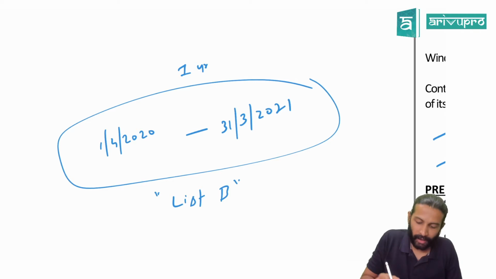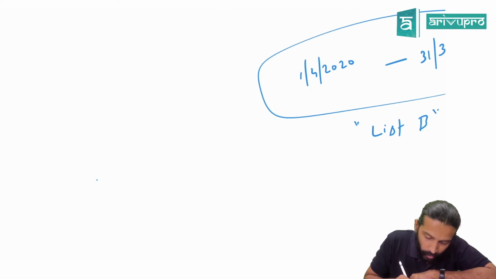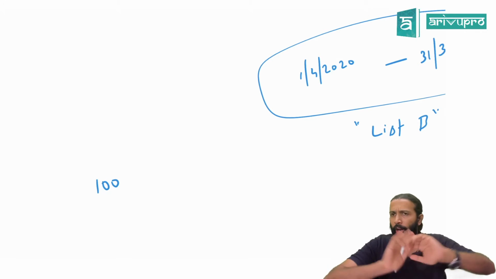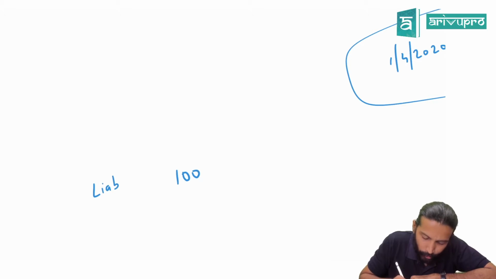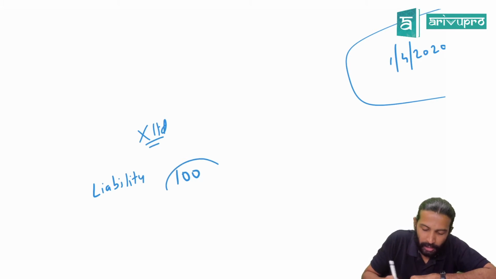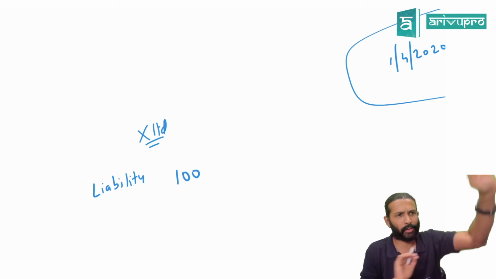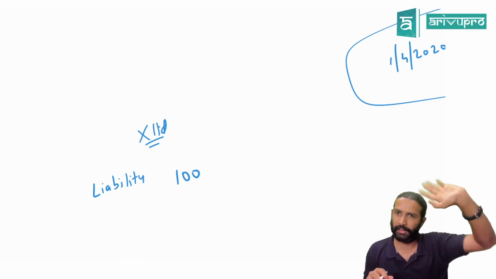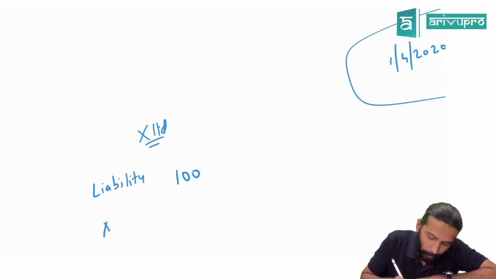Why do we have List B? Suppose when a company liquidates, it will sell all the assets. Suppose we need to pay a liability of 100 rupees. Let's say this is X Limited, and the total liability they need to pay is 100 rupees. This is outside liability; we're not even talking about shareholders. Leave that. Let's say this company started selling the assets.